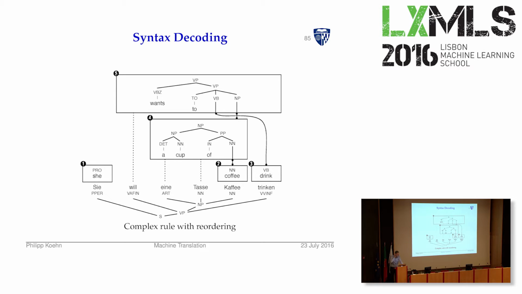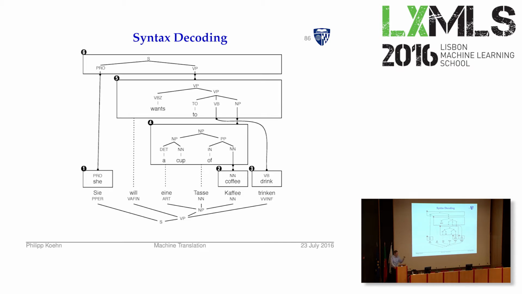So if you've done any natural language processing class, this will be known to you as chart parsing, and it is essentially chart parsing what we're doing here. It only gets slightly more complicated by the fact that we also translate and not just build a parse tree. Because we essentially build an English parse tree on top of a German sentence. So whenever we replace words, we get English words. But we're basically building an English parse tree on top of a German sentence.